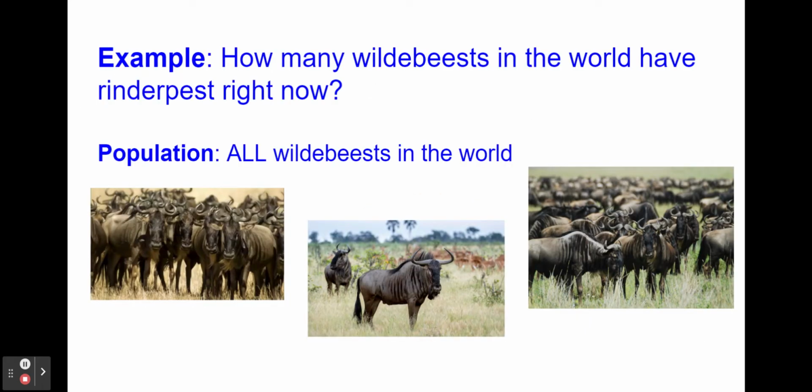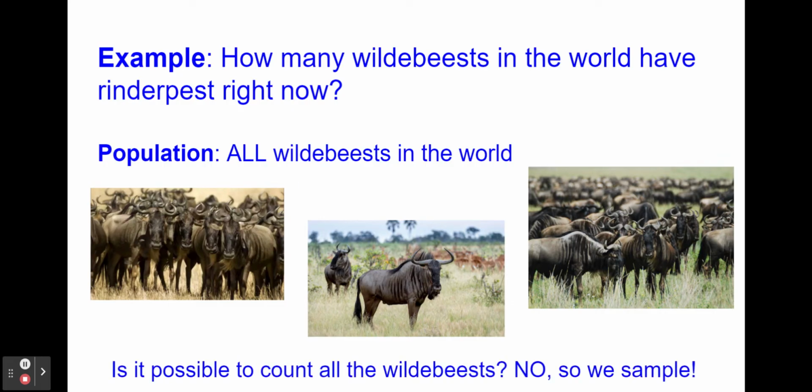Here's a slightly more in-depth example. Back to our question, how many wildebeest in the world have rinderpest right now? Our population is all the wildebeest in the world. Is it possible to count and diagnose all of them with rinderpest? No, that would be too labor intensive, too costly, take too much time. We maybe would even have some of the wildebeest die or be born while we're in the process of doing that. No, we can't do this. So we need to sample.